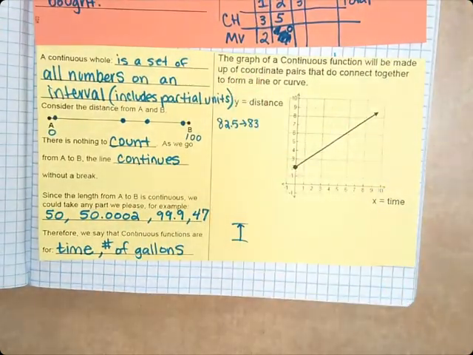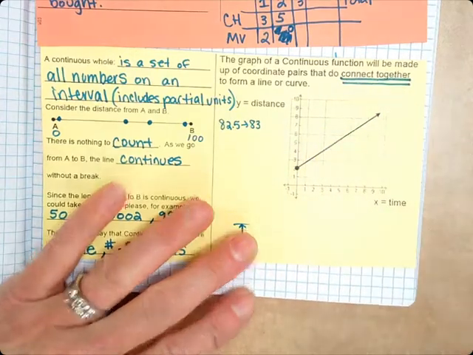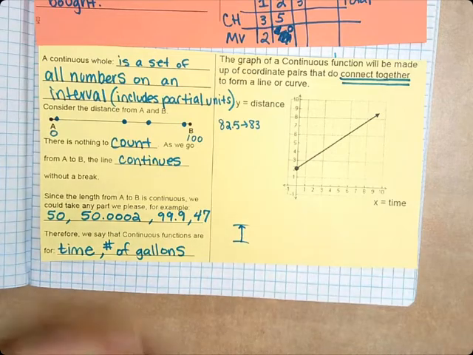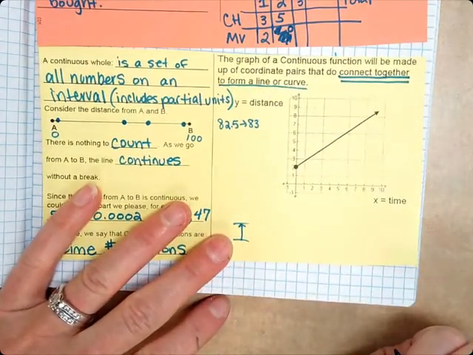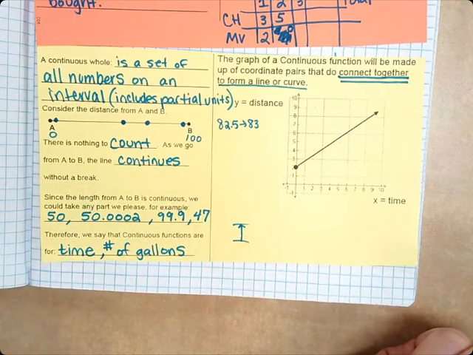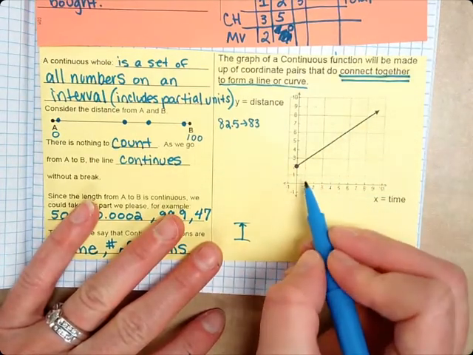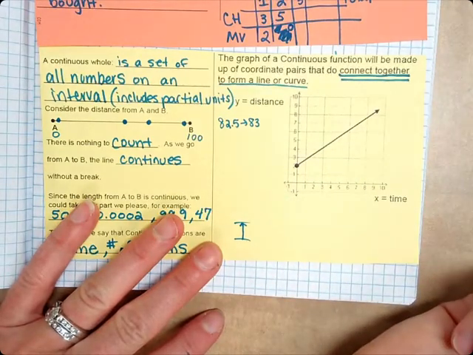The graph of a continuous function will be made up of coordinate pairs that do connect together to form a line or a curve. So we have a continuous line starting at 0, 2 and continuing to infinity.